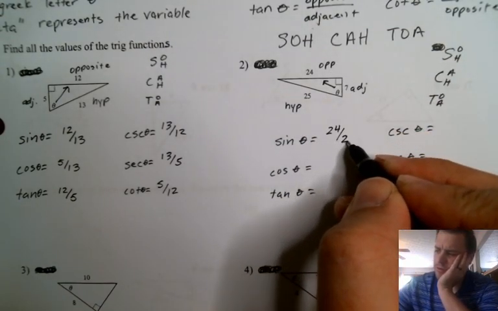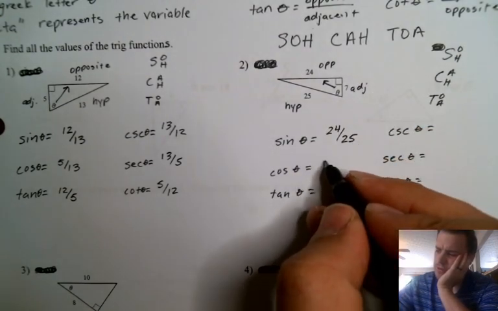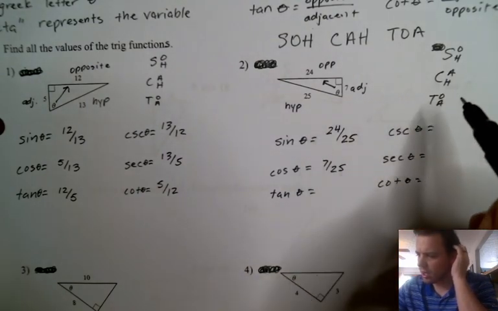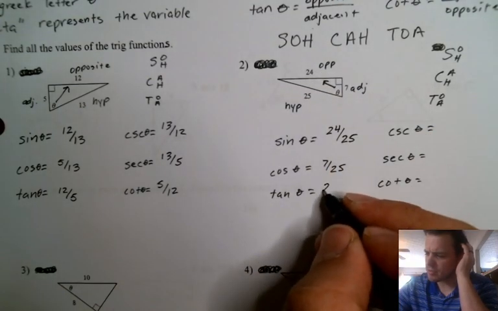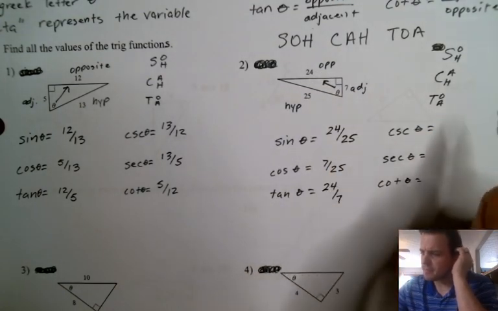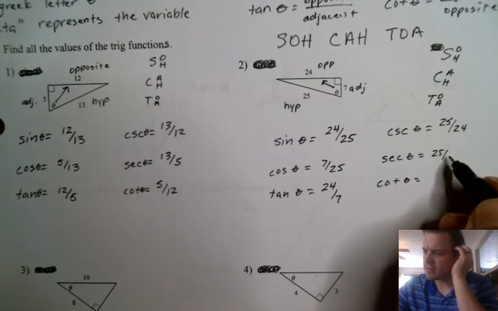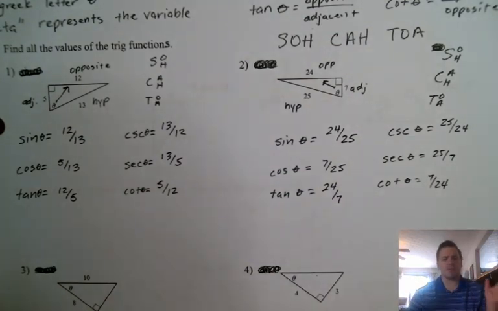24 over 25. Cosine, adjacent over hypotenuse, 7 over 25. Toa, opposite over adjacent, 24 over 7. And then we just flip them all. 25 over 24, 25 over 7, 7 over 24. None of them can be simplified, so we just keep it where it is.